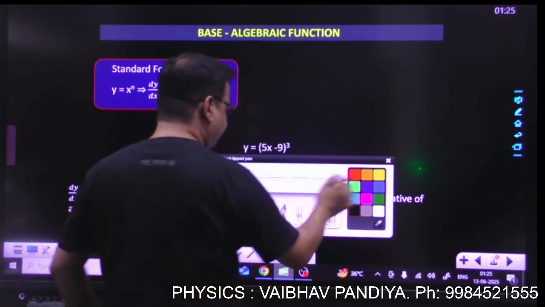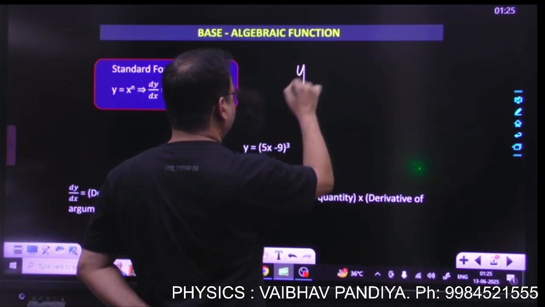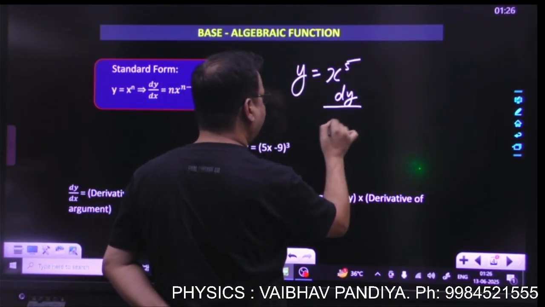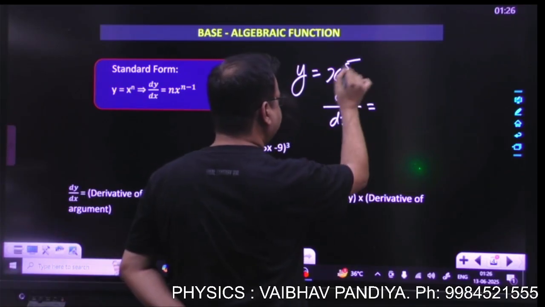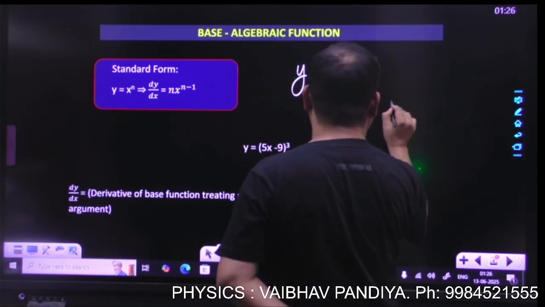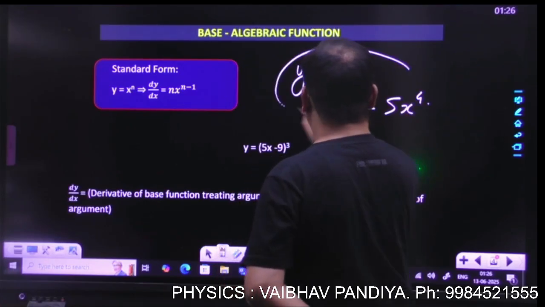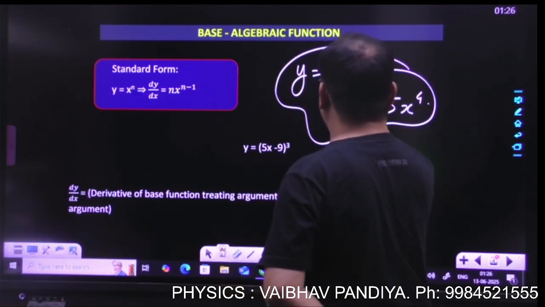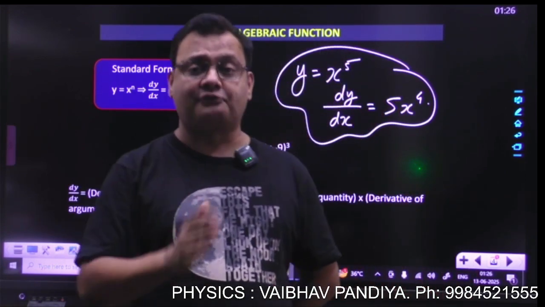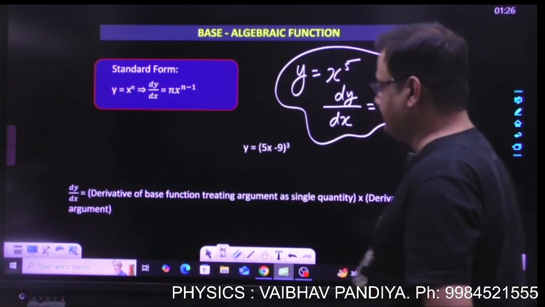So suppose we have y is equal to x power 5, then we know what is the formula for dy by dx. So here it is of the standard form, x power n. So we can apply this formula. You will get 5x power 5 minus 1, that is 4. Okay, so there is no need of chain rule in such standard forms, correct? There is no need of chain rule in such standard forms. They can be differentiated directly using the standard formula.